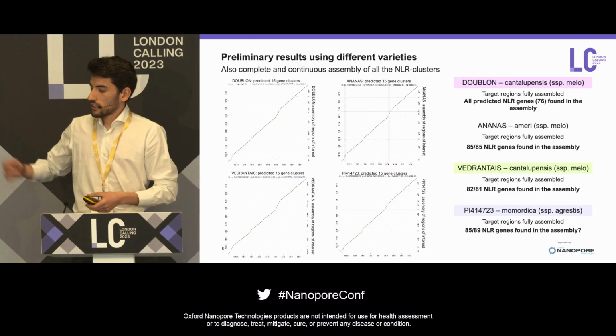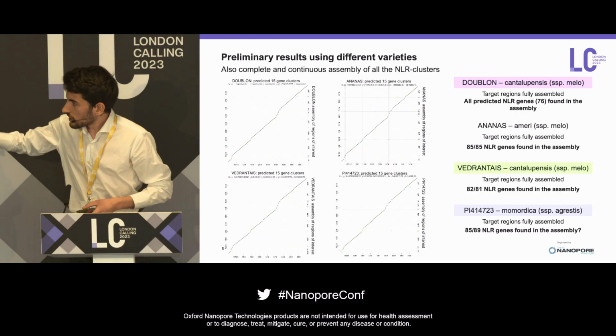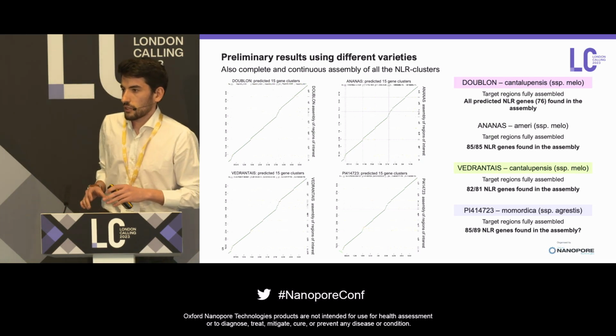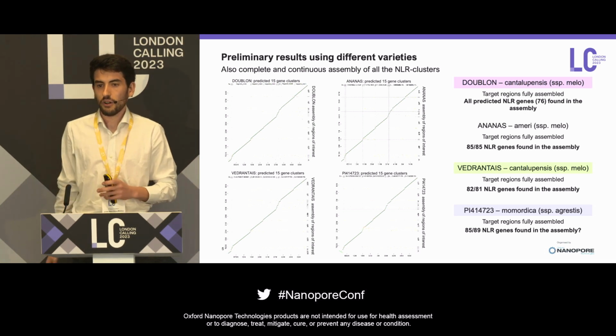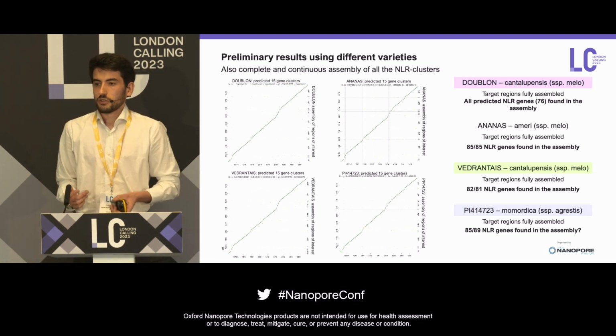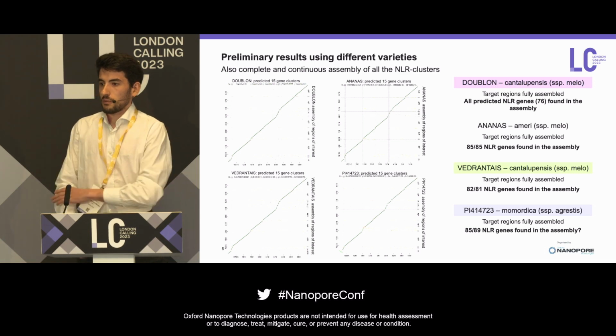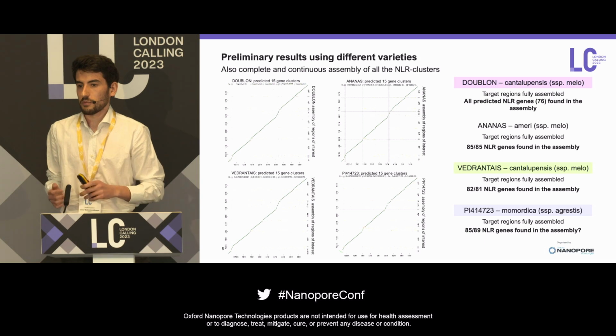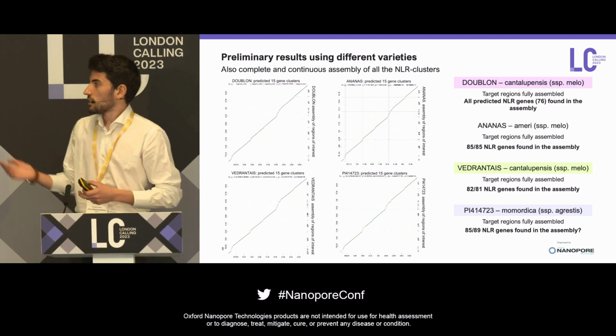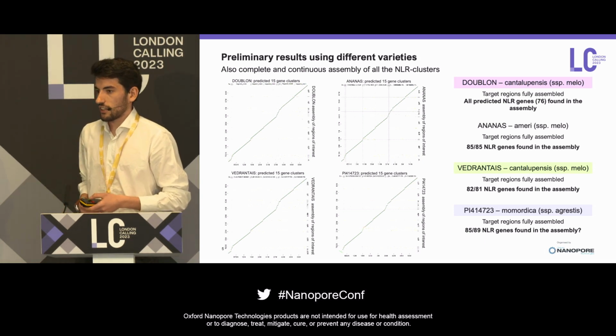And even for some varieties, like Bedrante, that we can see here in green, we find in the assembly built using adaptive sampling more NLR genes than are found in the whole genome assembly. So this probably means that adaptive sampling can help to assemble regions that are highly complex, like these NLR clusters.